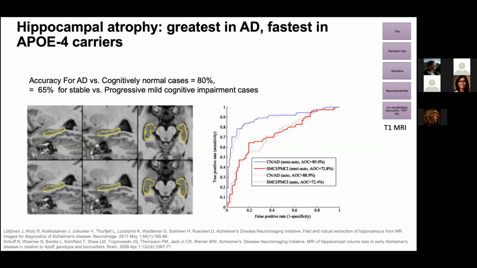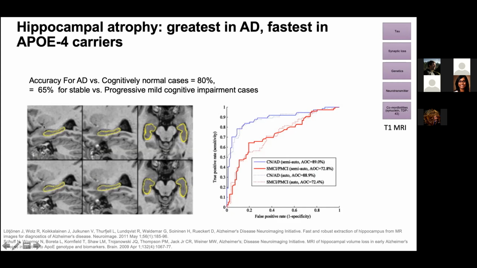Before I start talking about the imaging that is done at ADRC, allow me to go over some of the things that Tom already went over. These are not things done at our ADRC, but it reinforces what MRI is really useful for, and that is hippocampal atrophy. We do see that it is the greatest in Alzheimer's disease.